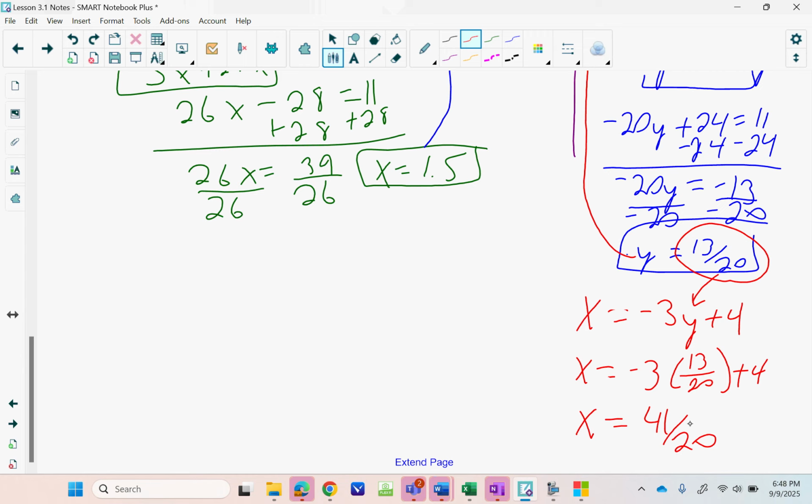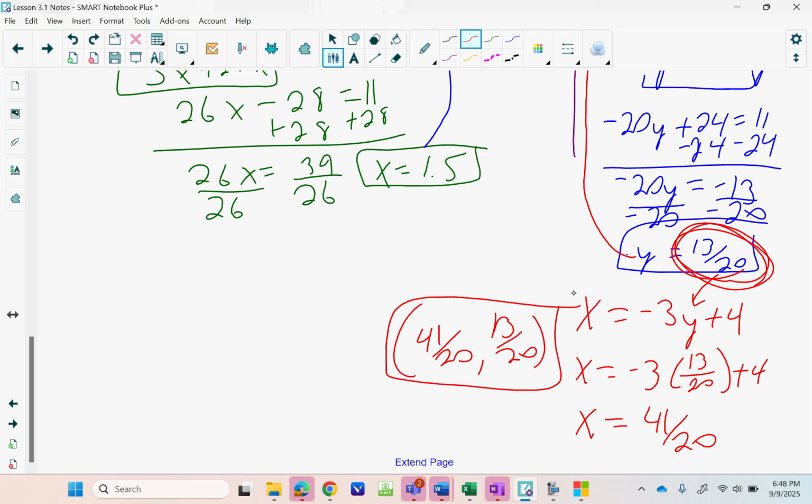So either way is fine. This one's going to be a yucky decimal, so I'm going to keep it as a fraction. So (41/20, 13/20). And that's it. So those are the two methods of solving systems.